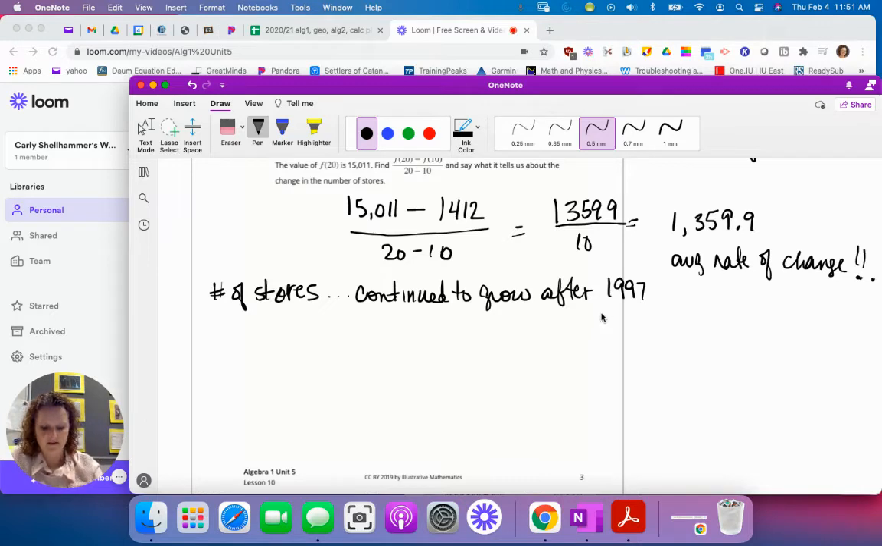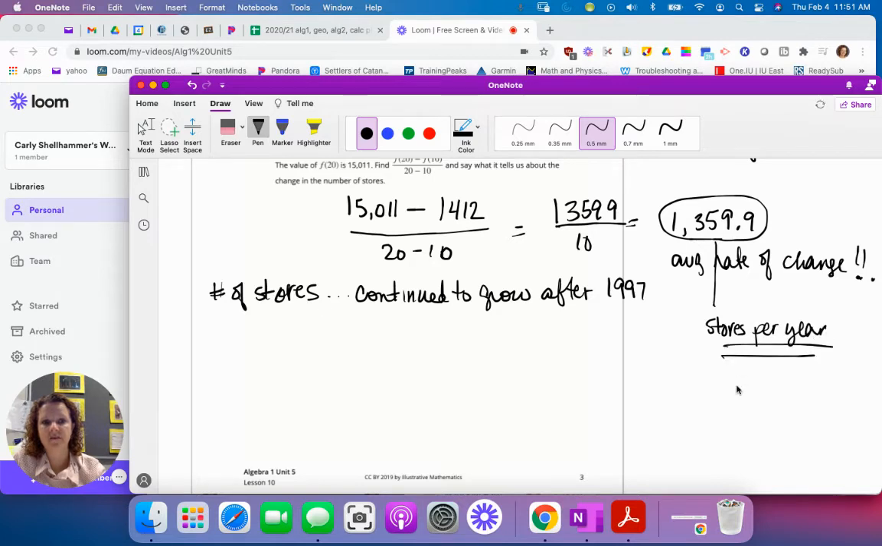A lot. Okay, that means that what this represents right here is stores per year. I hadn't said that earlier. Very important. 1,359 stores per year. In 1997 to 10 years after that would be 2007, right? So those 10 years, the stores grew at a rate of 1,359 stores per year.